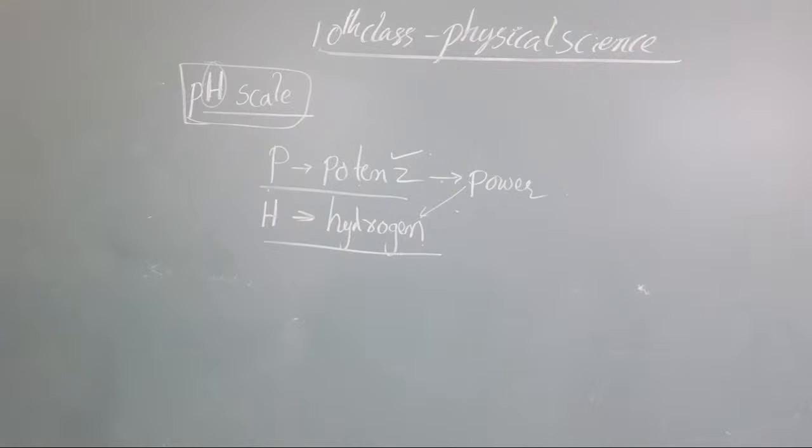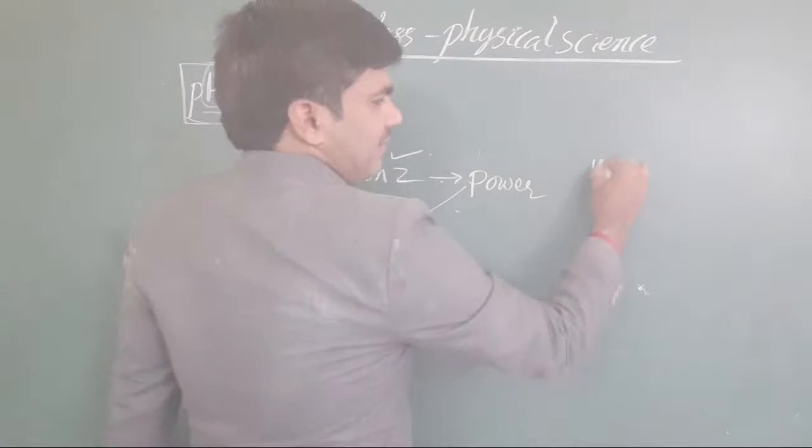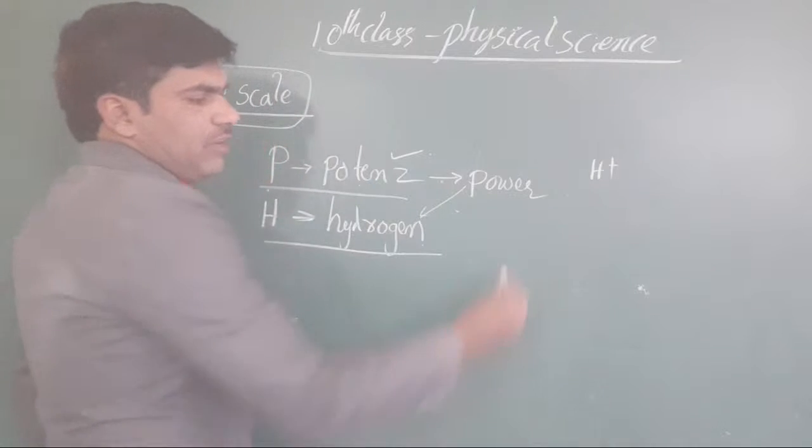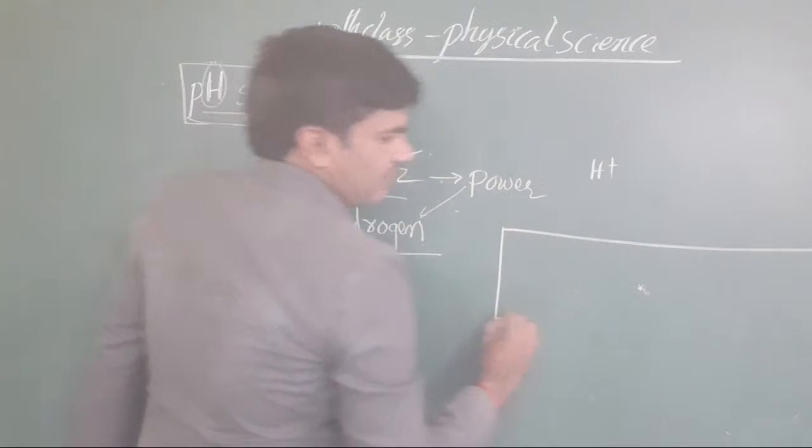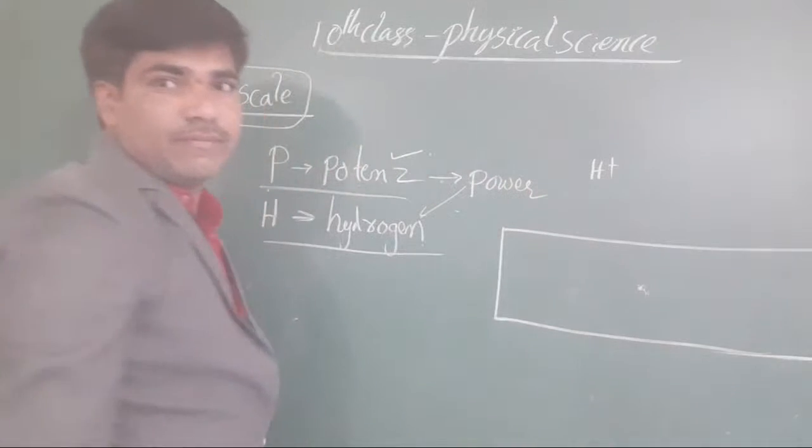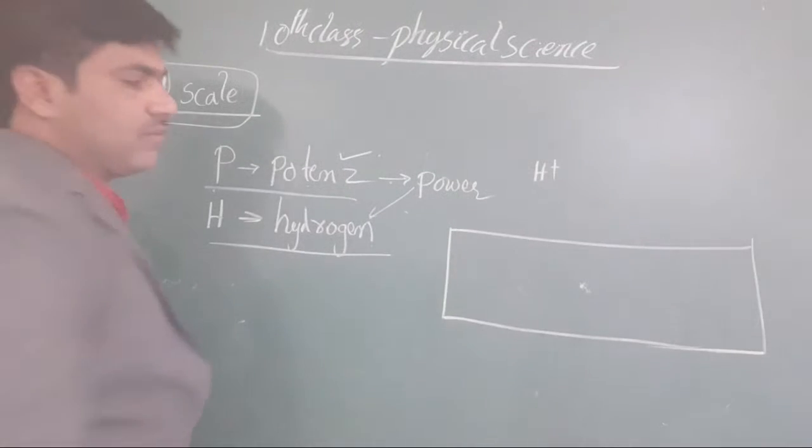In a solution, whatever H plus ions it contains more. Here it is given by 14 numbers totally. It is given by 14 numbers. Okay, clear or not, all of you? There are 14 numbers given like that.